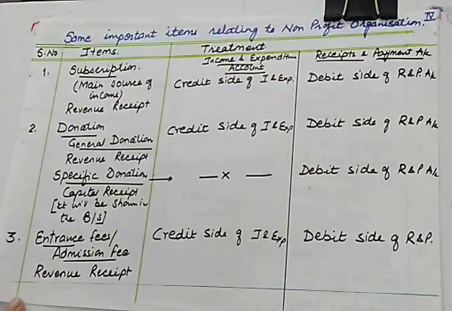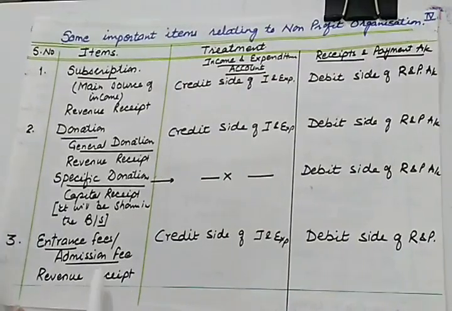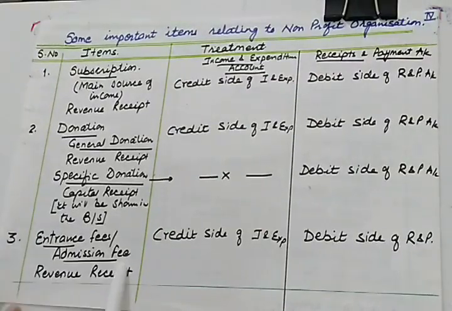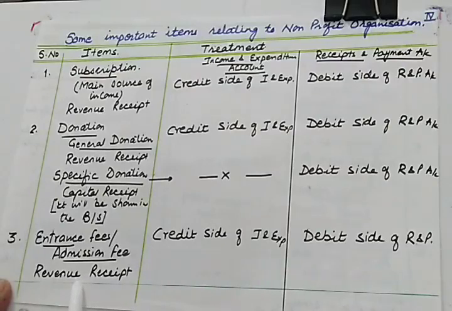Now next is entrance fees or admission fees. In case of admission fees, we can say that it is a recurring income of a non-profit organization, because whenever a new person joins, he will definitely have to pay entrance fees or admission fee. So it can be considered a revenue receipt unless specified in the numerical. If it is a revenue receipt, it will be shown on the credit side of income and expenditure.